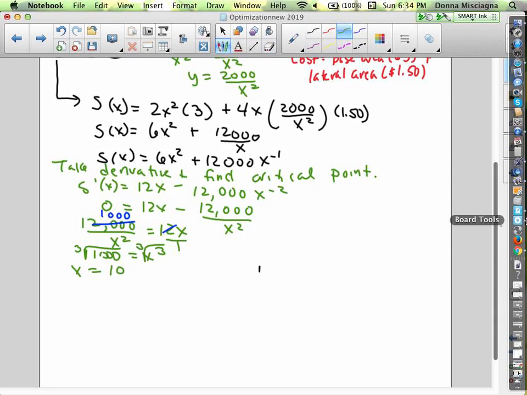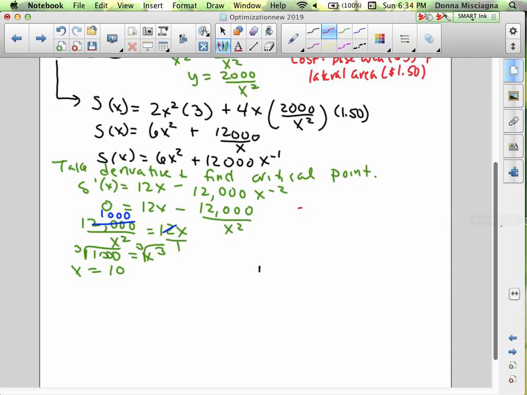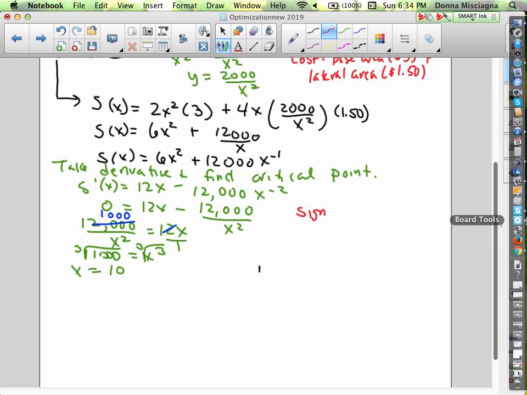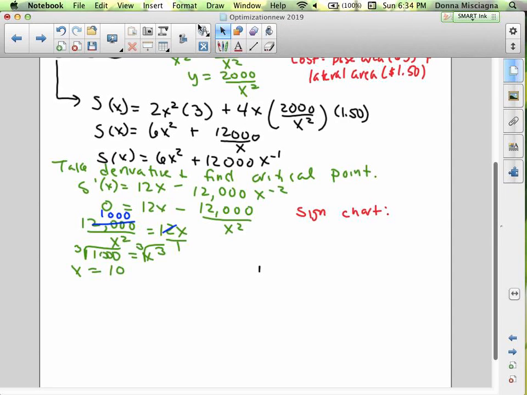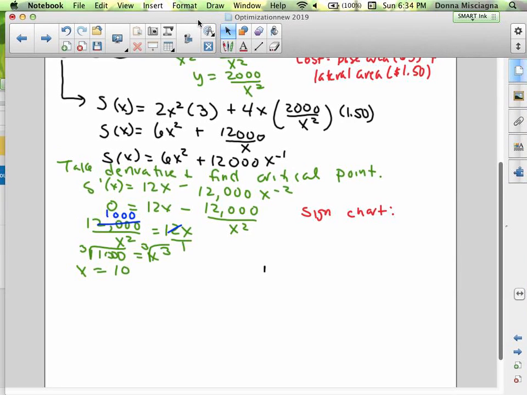All right, so now let's do a sign chart, and let's do that over here. Maybe if I move it over. All right, so sign chart, we've got 10. That was our critical point, and we need to check something less than 10 and more than 10. How about 1 and 11? That would be nice.